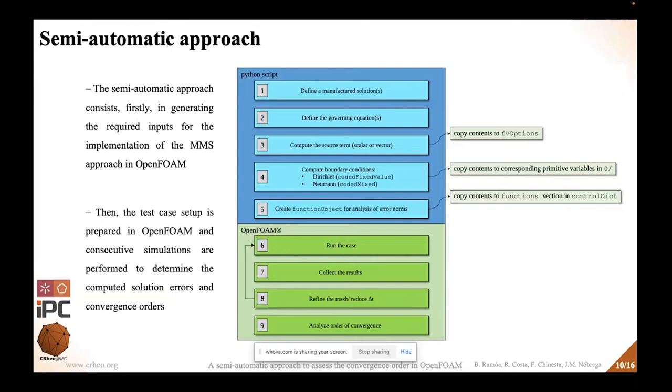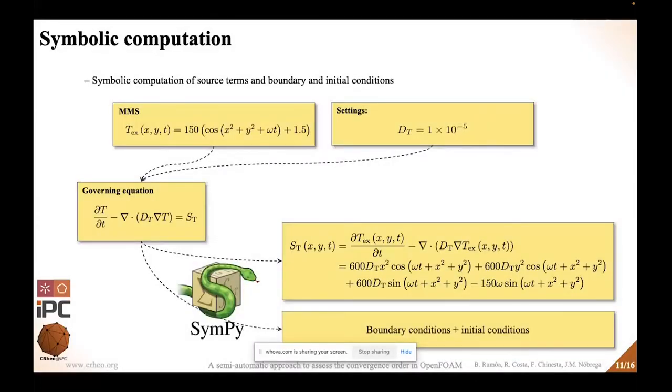And the first idea we have is to use symbolic computation to compute the source terms and boundary conditions. So you might know that Python has this SymPy package or module. This is a module that you can use to perform symbolic computation. And the idea here is that the user will define the manufactured solution. The user will provide some settings such as the diffusion coefficient or the kind of boundary conditions I want, or other coefficients for other models.